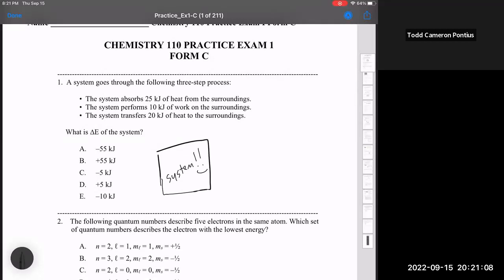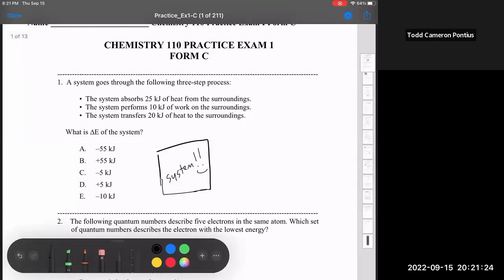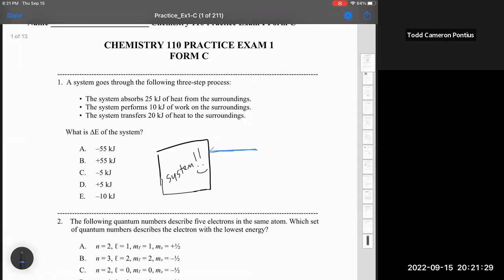If energy is going into the system, the sign of the energy transfer is positive. If it's going out of the system, then it's negative. So let's go through and do a little documentation station here. The system absorbs 25 kilojoules of heat from the surroundings. Okay, so if it's absorbing, process 1 is plus 25 kilojoules. Okay, and then I'm just going to put a little check here. We've taken account of that.